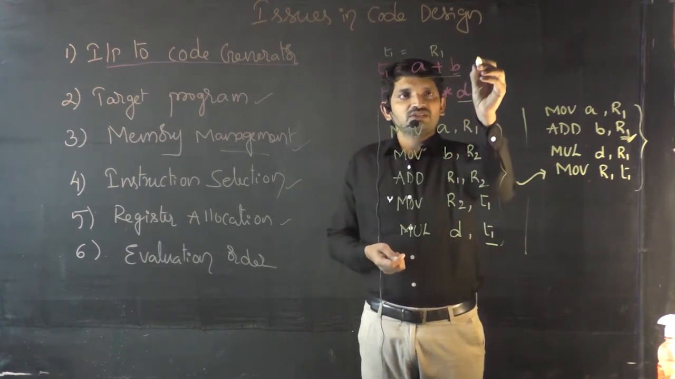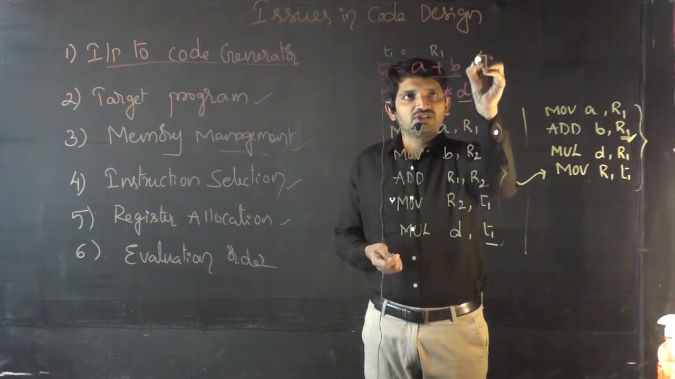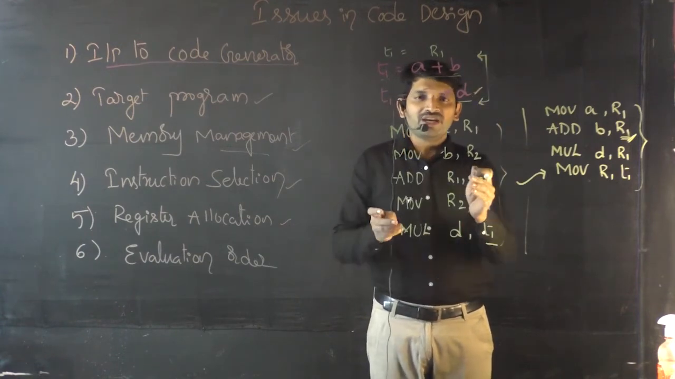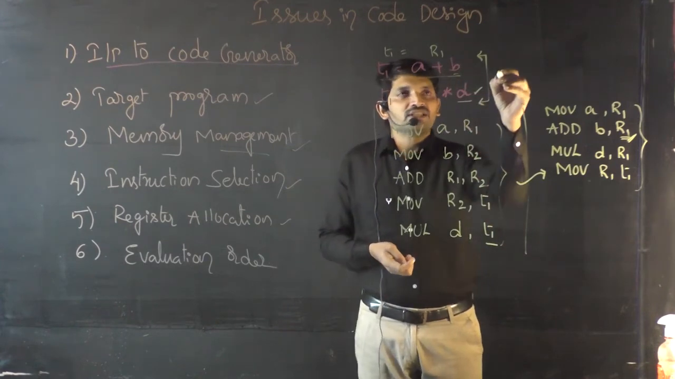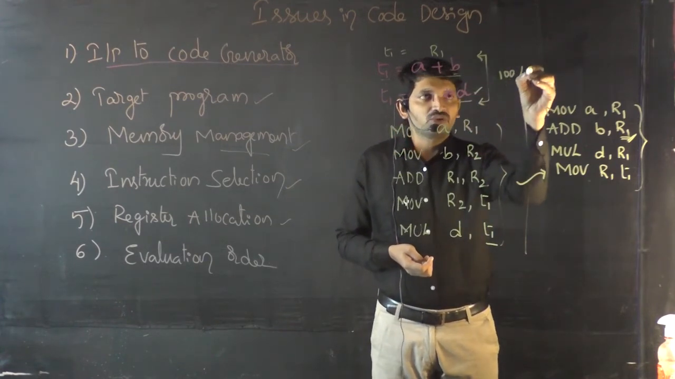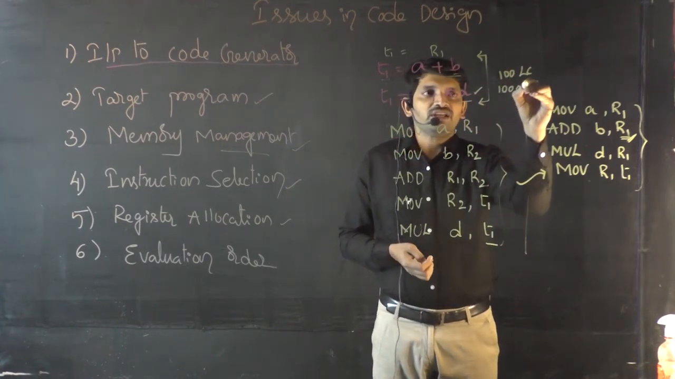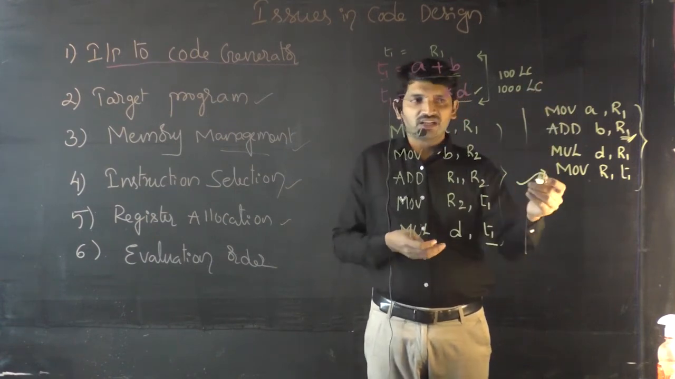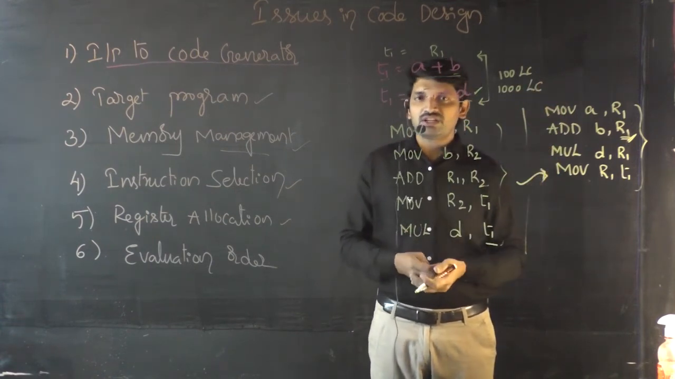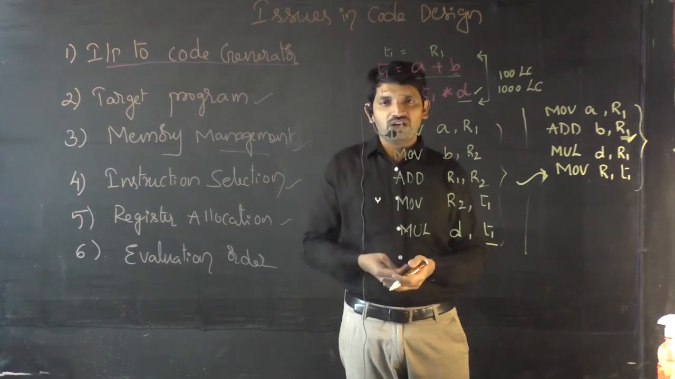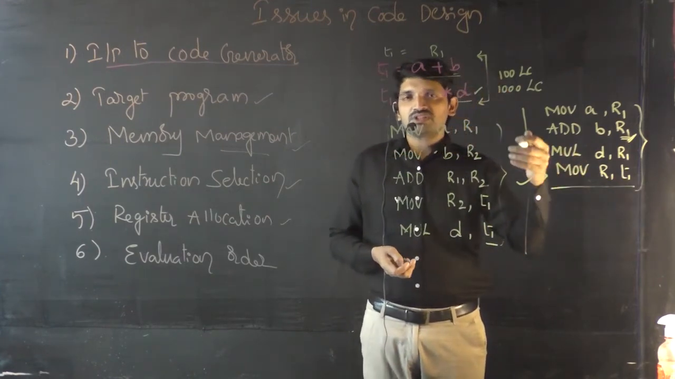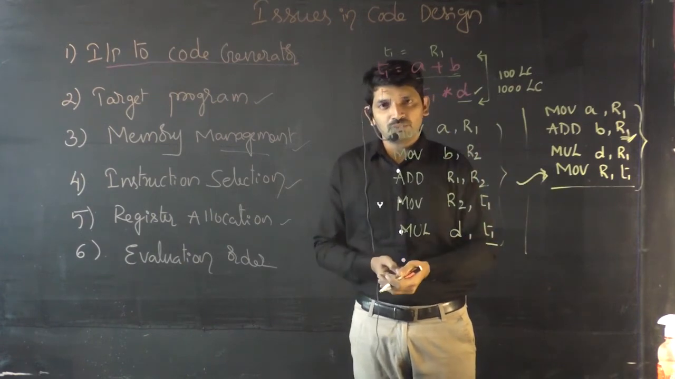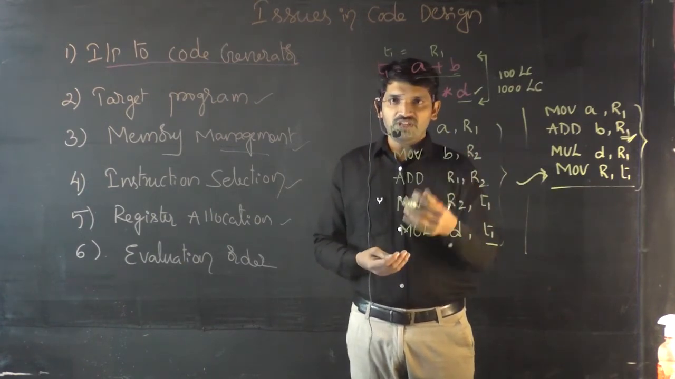For only 2 lines of 3 address code, we are getting 1 line of optimization. But if we go for 100 lines of code or 1000 lines of code, definitely there is a great impact of register allocation, and we get efficient code which can increase the efficiency and execution speed of the program.